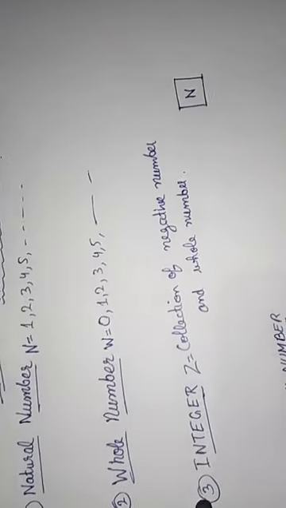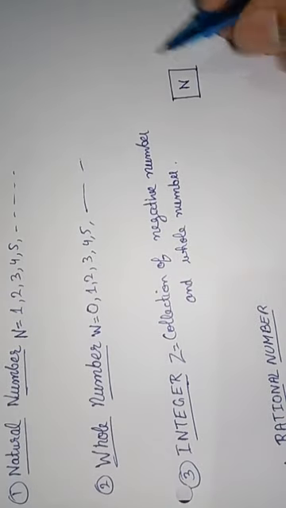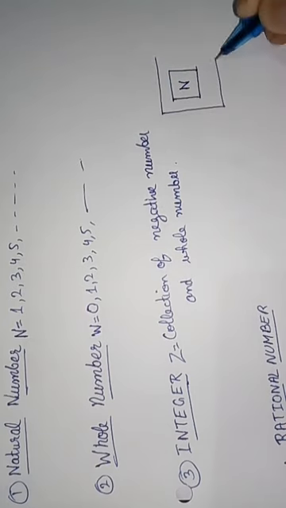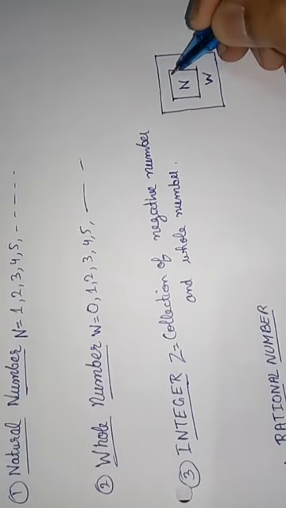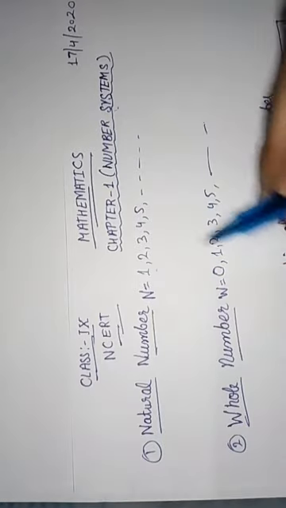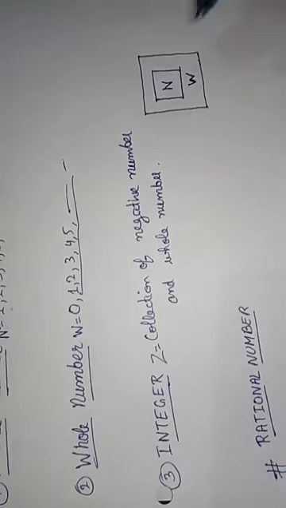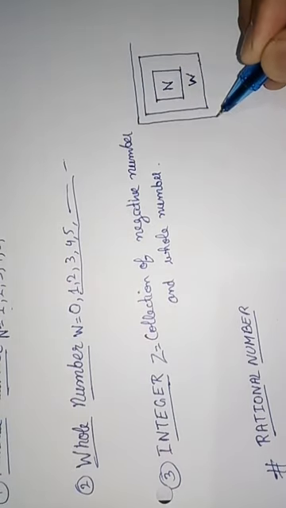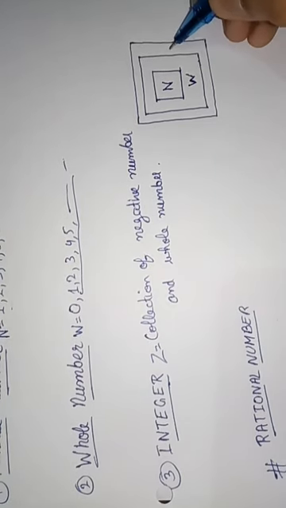So beta, first of all, I made the natural numbers in a square box, and further we'll make one outer square. It is representing whole numbers, because natural numbers are contained in whole numbers, since all natural numbers are there in whole numbers. Clear? So next, after whole numbers, we'll make one more big square. In this we will use Z.